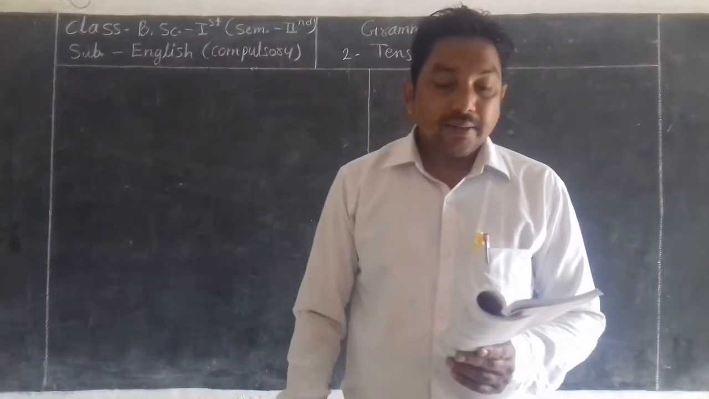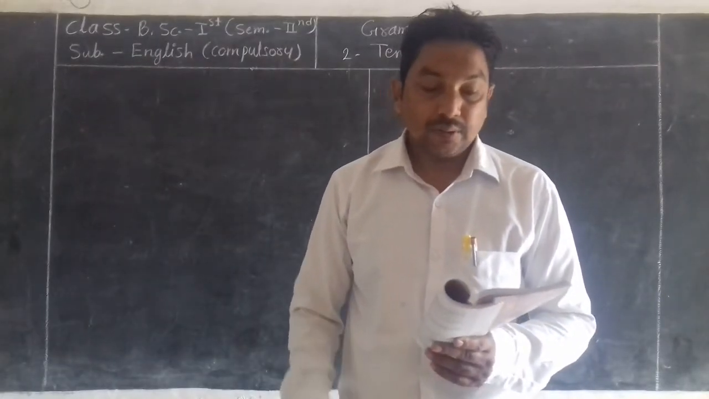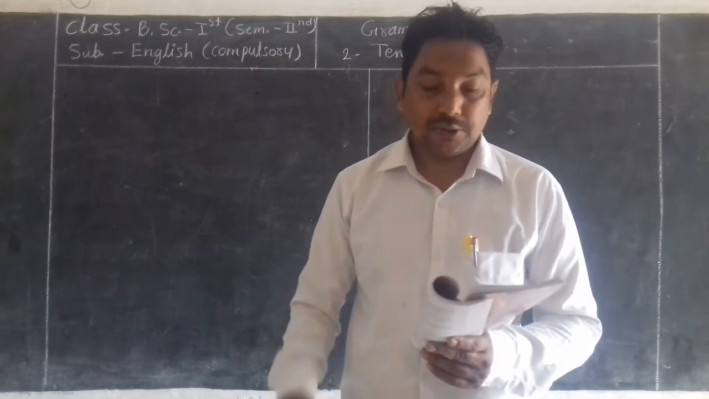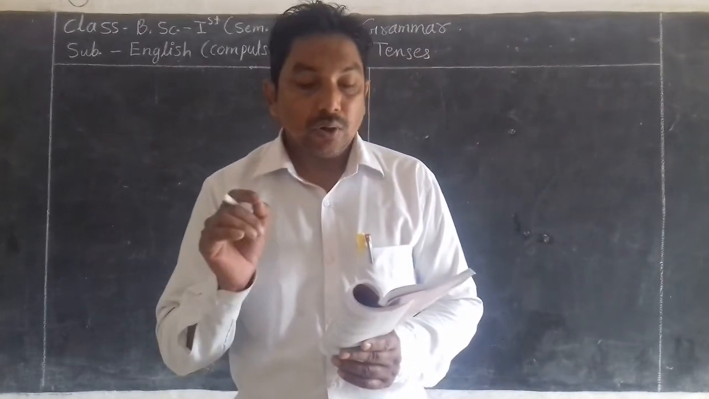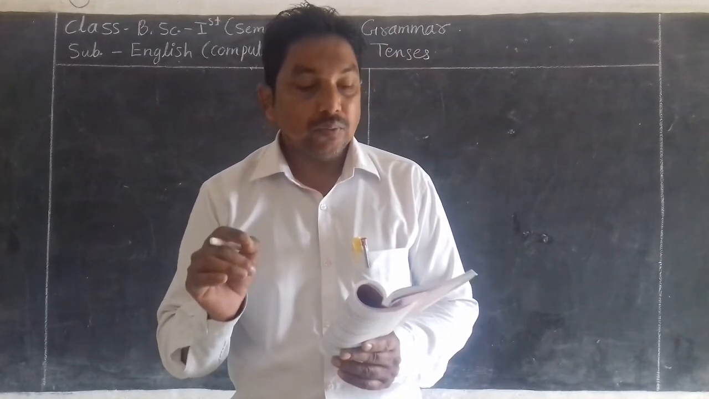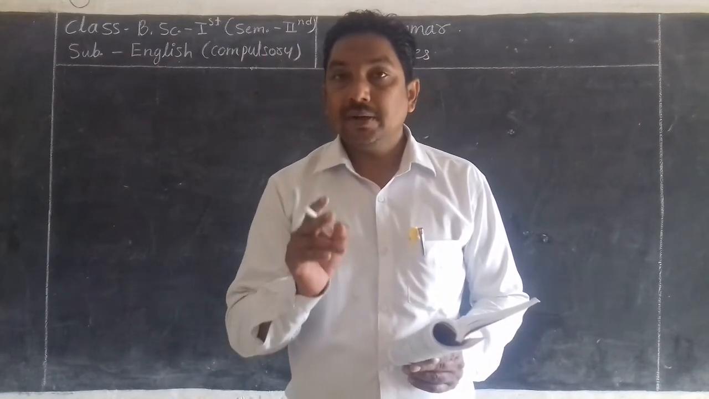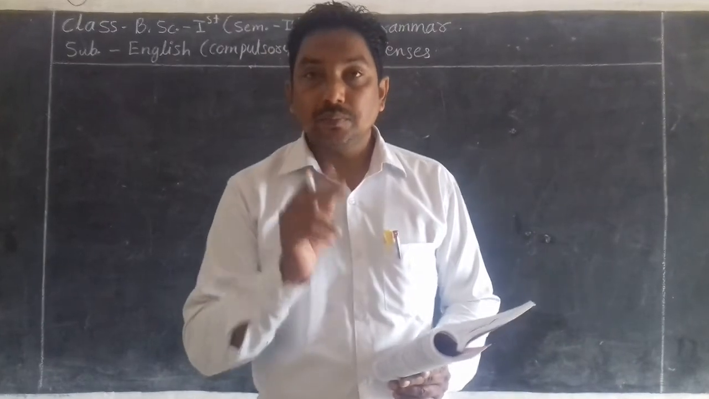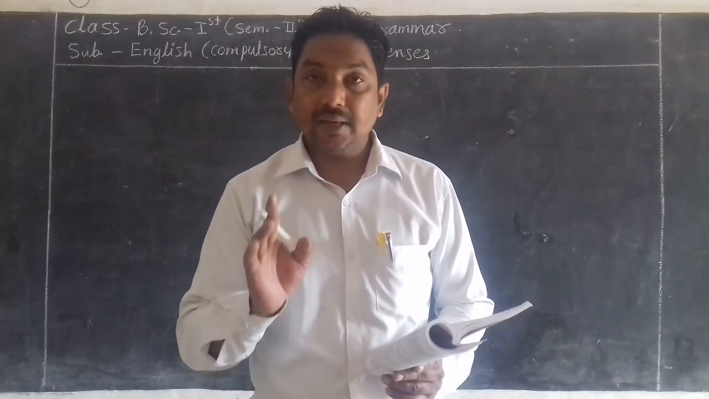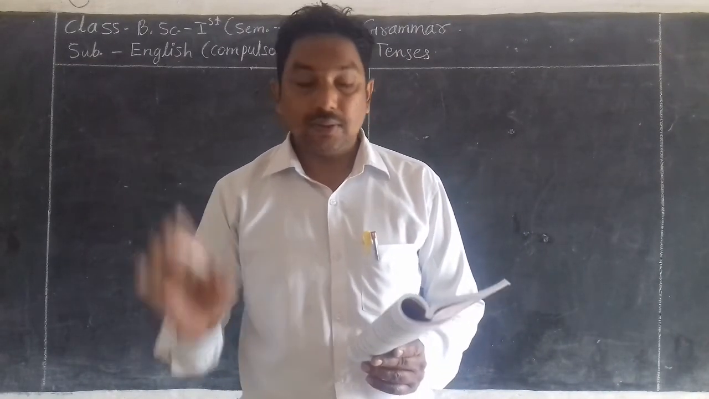There are two main tenses in English, the present tense and the past tense. Each of these is divided into a number of subtenses. So the main tenses in the English language are two, present tense and past tense, and they are divided into different parts.